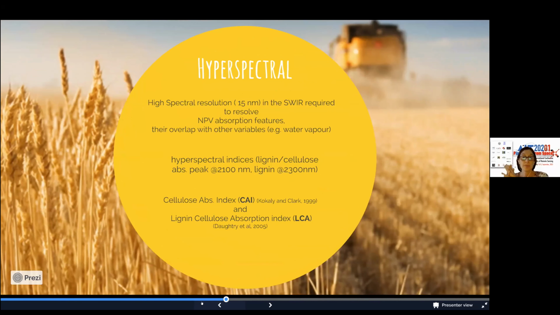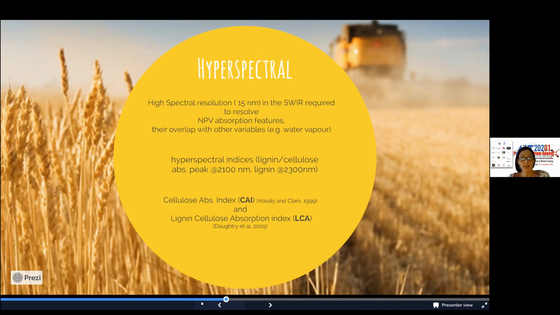So going to hyperspectral data is the best choice because in the shortwave we require a spectral resolution which can help us to resolve the NPV absorption features, which are quite narrow and subtle sometimes, and also because they overlap with other variables, so we have to disentangle the effect of, for instance, water vapor.